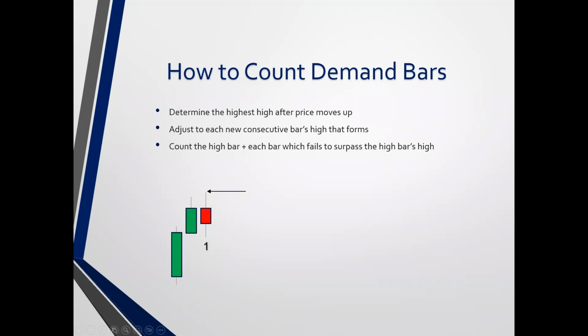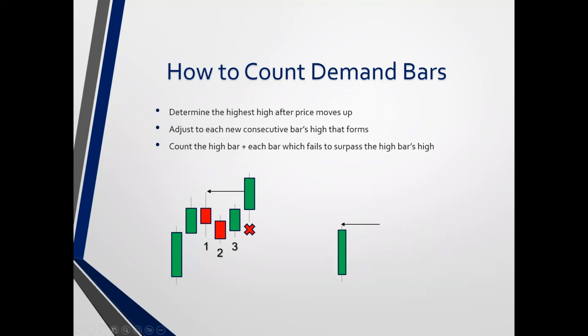So now we have bar number one, we know. There we go. That bar fails to take out bar number one's high, ergo we have another bar, right? So bar one, bar two, bar three. And as I said, as long as it fails to surpass bar one's high, we continue counting that bar. So this bar, we do not count. That's what we call a go bar, if you will, right? So we would have a 3-bar departure.